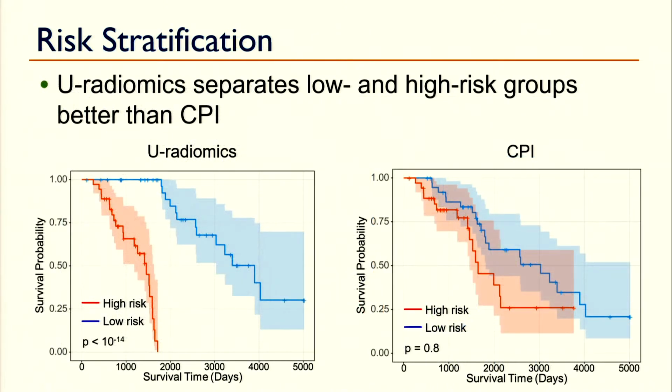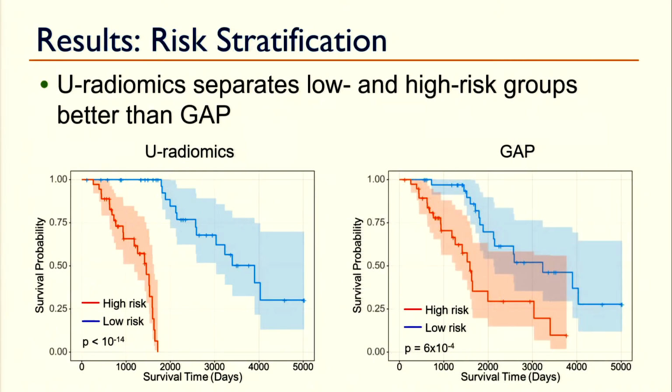This slide shows the Kaplan-Meier survival curves for the low and high risk groups of patients stratified by the radiomics, as shown on the left, and by the CPI, as shown on the right. The difference between the low and high risk groups stratified by the radiomics was statistically significant, whereas the difference was not significant for the CPI.